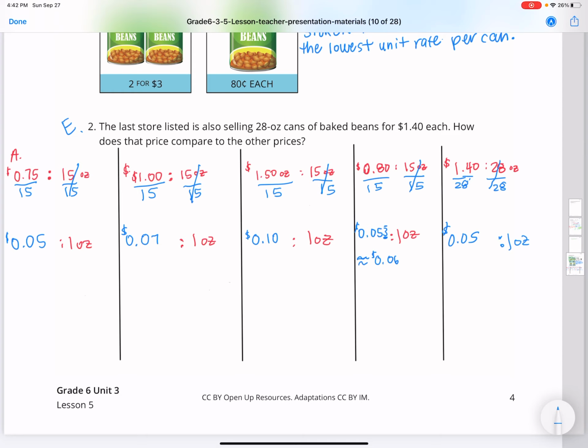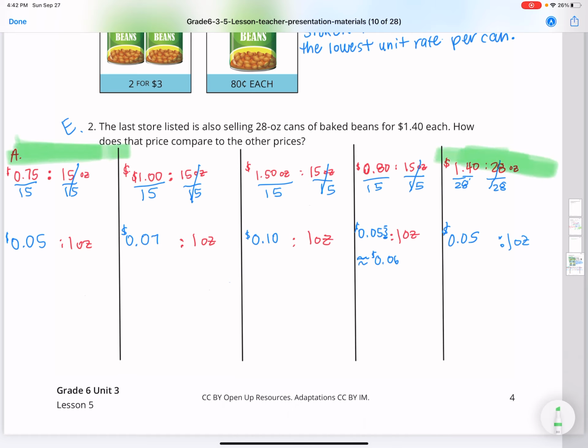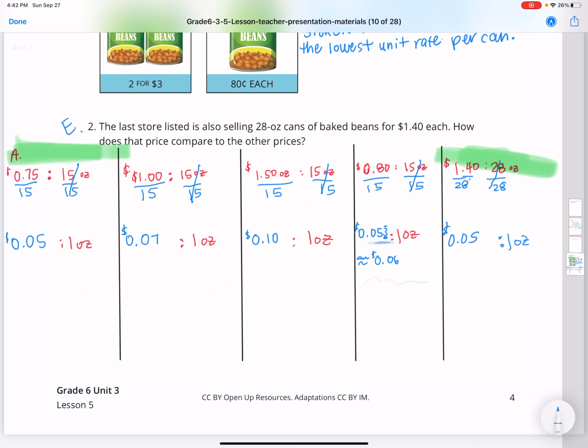If you said that store A, which is right here, and store E had the same unit price per ounce, you are absolutely correct. The reason why I can't say store D is because it had that repeating 3. That 3 could continue to repeat. So the last store's 28-ounce can for $1.40 is the same price per ounce as the first store's 15-ounce can for 75 cents, because 75 cents divided by 15 is 5 cents, and $1.40 divided by 28 is 5 cents as well.